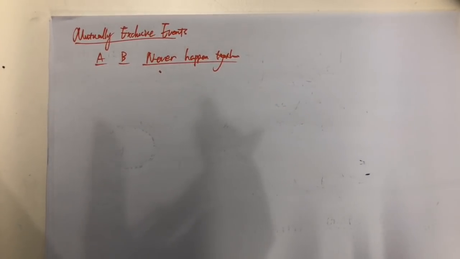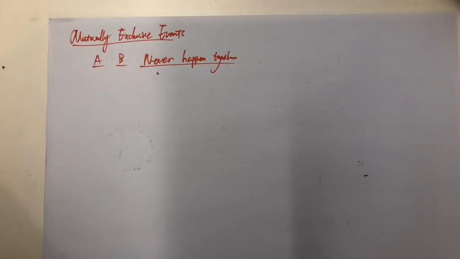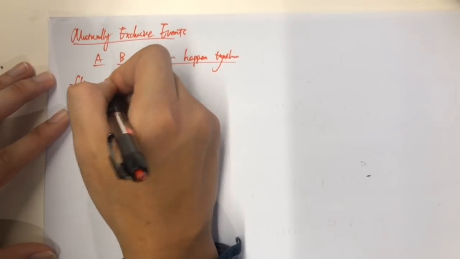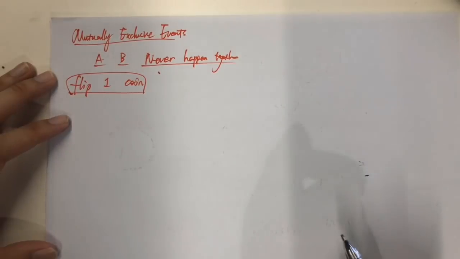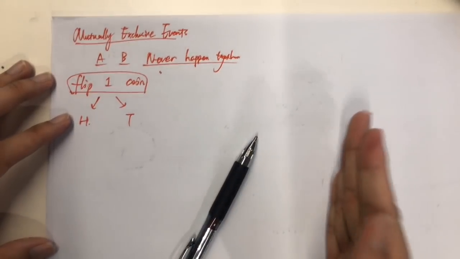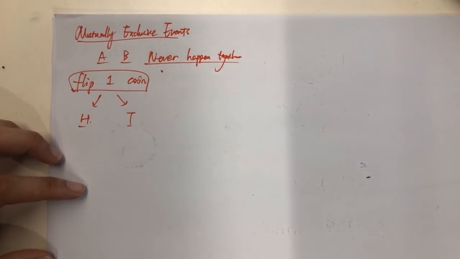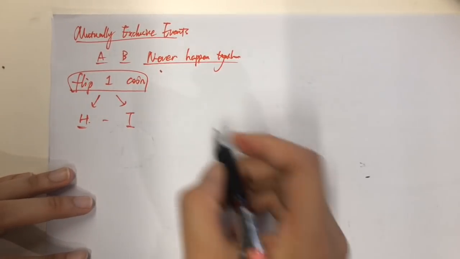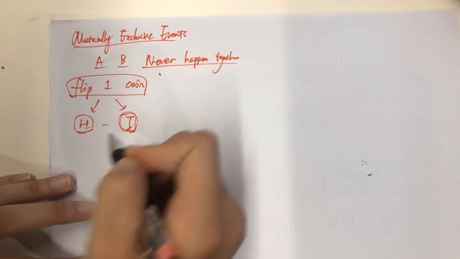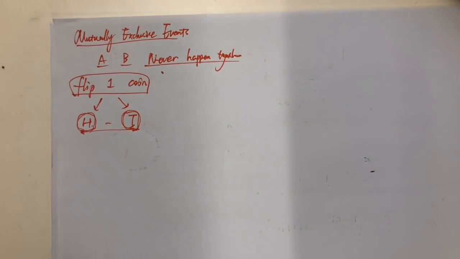I'd like to give you a very good example, so that once you know it, you will never confuse independent events and mutually exclusive events. Flip one coin. What are the possible results? You can get head and tail. Let's suppose there's no third result, like landing on the edge. Only head and tail. We say that head and tail are mutually exclusive, because if head happens, tail can never happen, and if tail happens, head can never happen. So this is called mutually exclusive events, H and T.